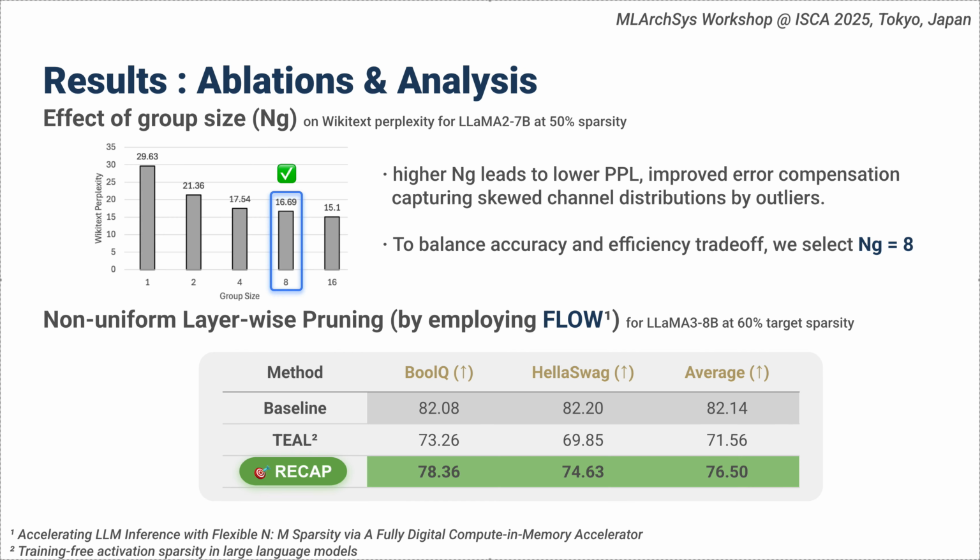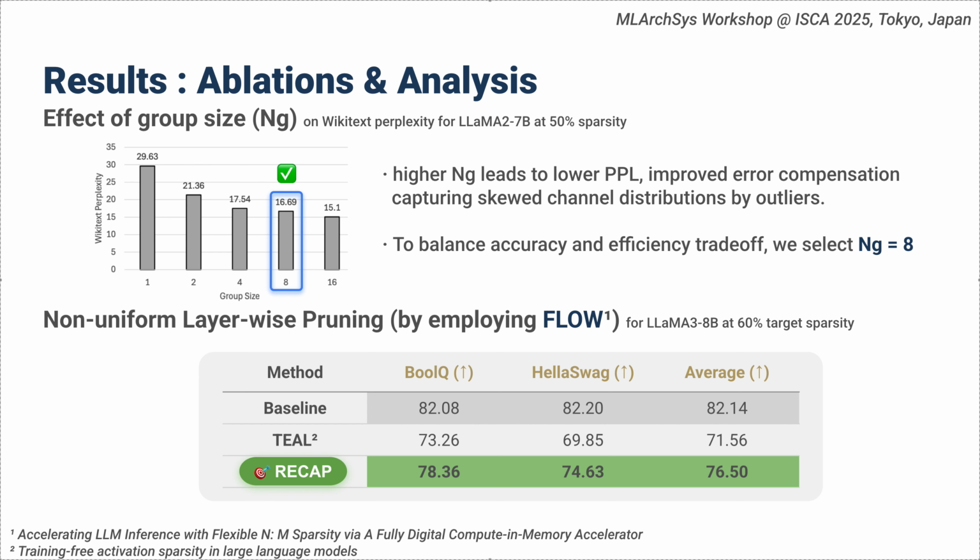A Bayesian study on group size shows that larger ng values improve perplexity by better capturing skewed channel distributions and handling outliers within the channel. We select ng as 8 to balance accuracy and efficiency.